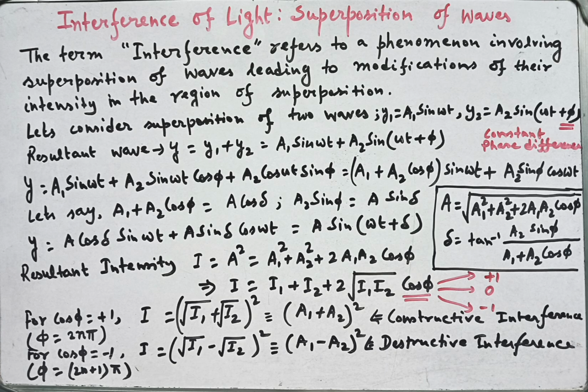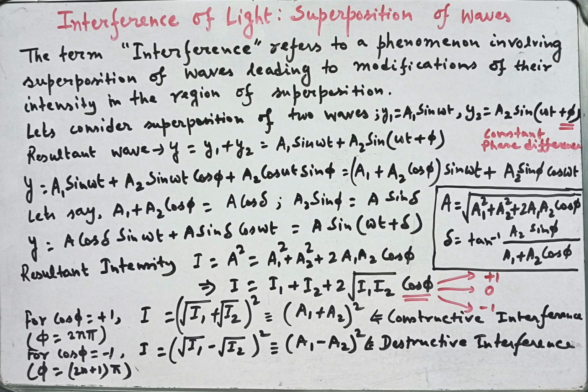Okay, so ultimately we are getting y, that is the resultant wave, displacement or amplitude. So the amplitude will be here A, and y is the displacement. So y equal to A sine (omega t plus delta). Okay, now this cos phi value can be plus 1, 0, minus 1.